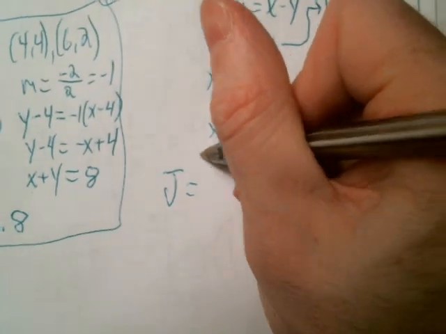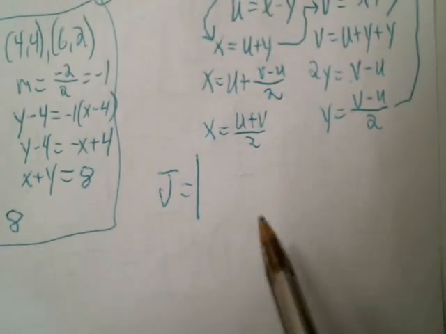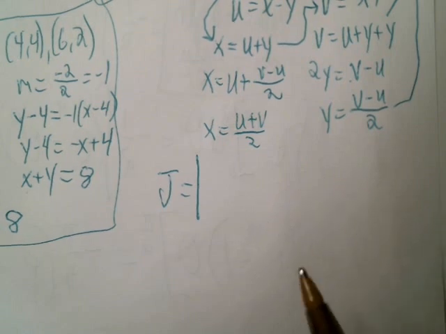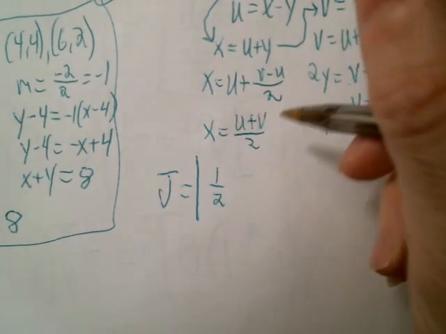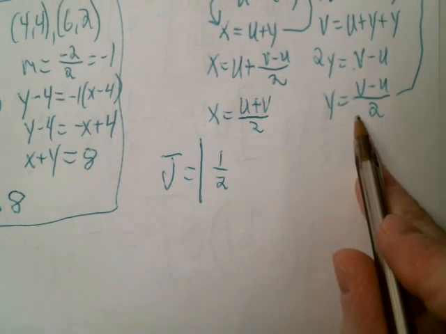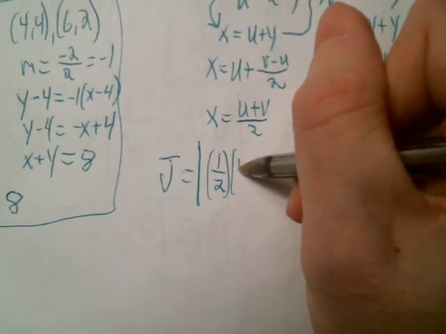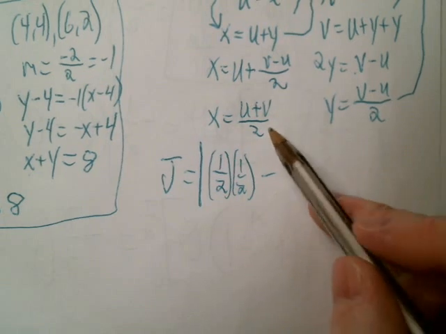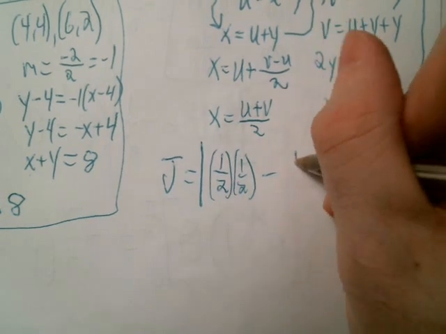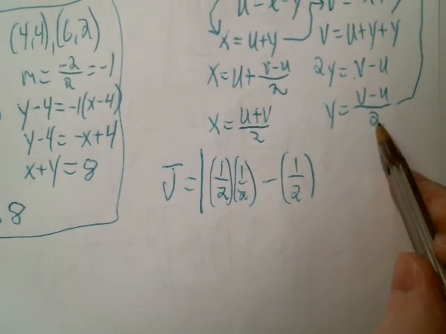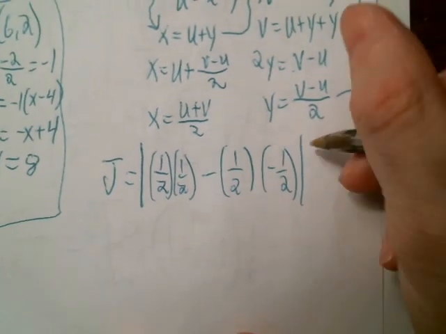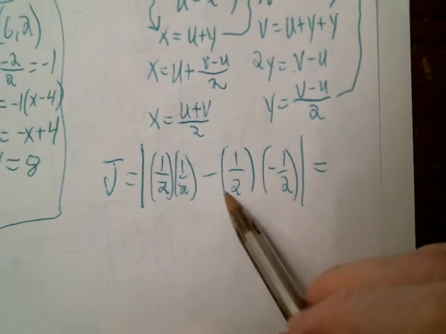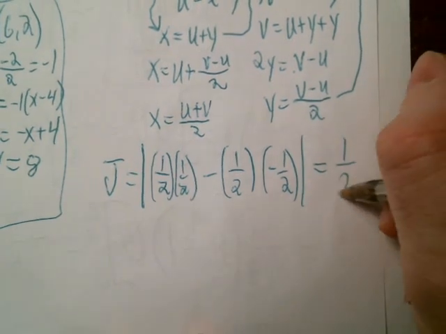So my Jacobian is the magnitude of the determinant. In my case, the partial with respect to u of x is 1/2, and the partial of y with respect to v is also 1/2. Minus the partial of x with respect to v, which is 1/2, times the partial of y with respect to u, which is negative 1/2, which will end up being 1/4 plus 1/4, which is 2/4, which is 1/2.